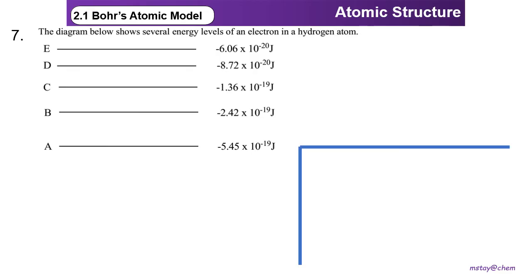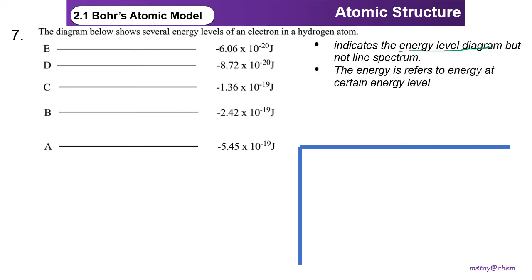Okay, let's continue with question number 7. The diagram shown is an energy level diagram. This is not the line spectrum. The energy given here refers to the energy at a certain energy level. In this case, they didn't show us the energy level, but you must know that the symbols A, B, C refer to the energy levels.